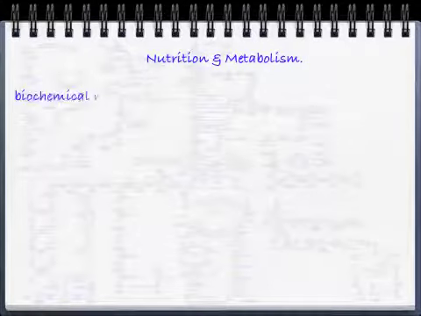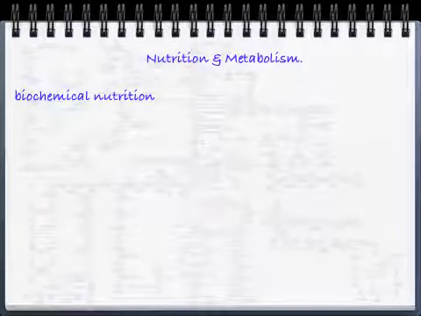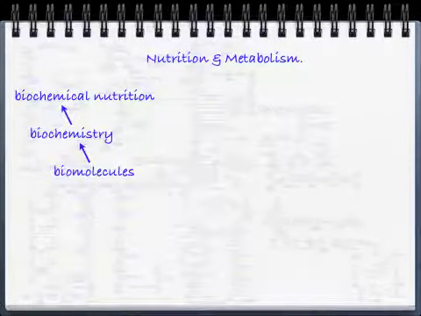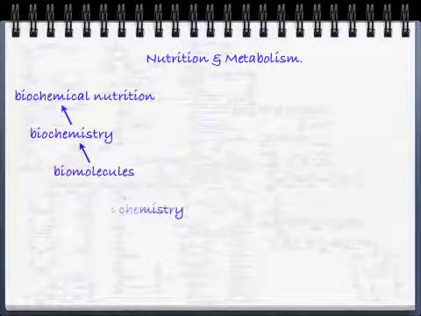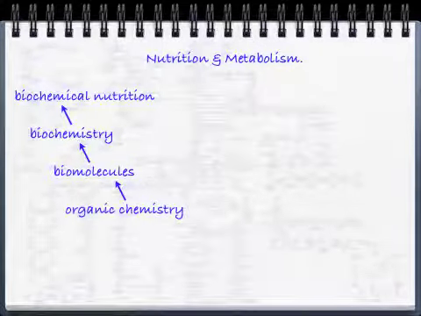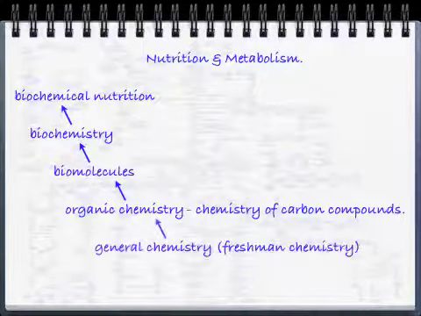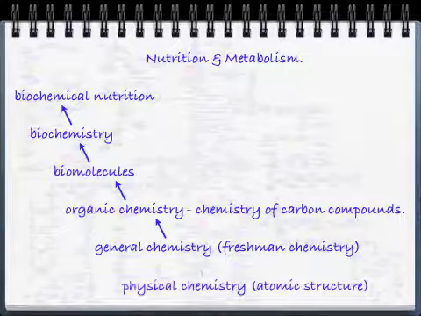If you want to understand nutrition and metabolism, biochemical nutrition rests on basic biochemistry. That in turn depends on the understanding of biomolecules and basic organic chemistry. Now, organic chemistry is actually the chemistry of carbon atoms. Historically it had to do with living systems, but it now includes everything that's made of carbon, including polyethylene, for example. It rests, of course, on general chemistry, which in turn rests on basic physical chemistry, quantum mechanics, and atomic structure.